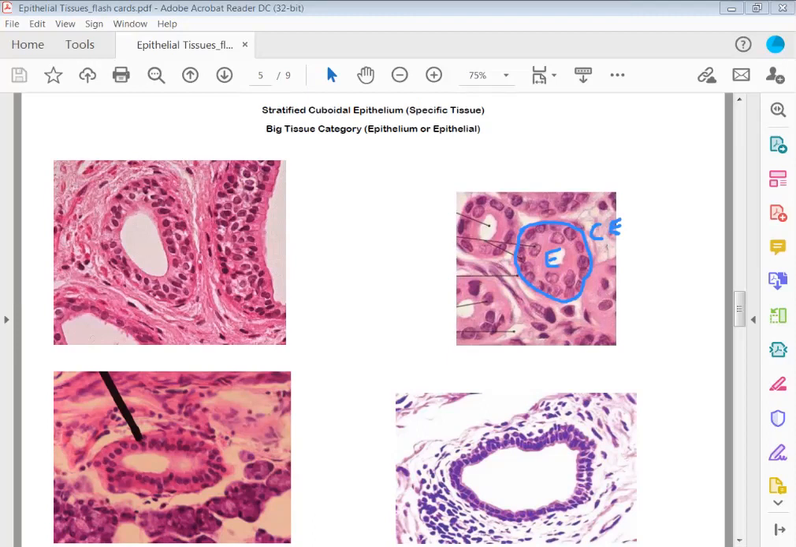And there's two layers of cells. You can see the two layer cells here. This cell right here and this cell right here, the cells right on that basement membrane, those cells are going to be stem cells or basal cells. You can name them either one.